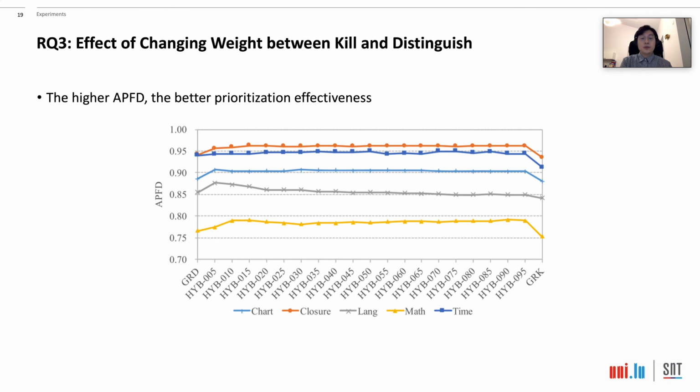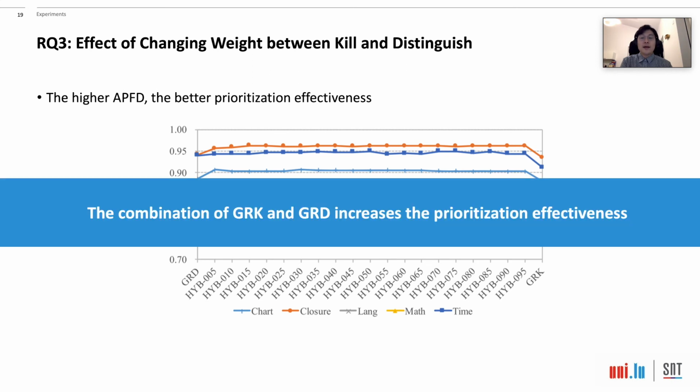This shows the result for RQ3, which is about the effect of changing weight values in the hybrid technique between kill and distinguish. The figure shows the result. The x-axis is the weight value and the y-axis is the APFD. Interestingly, all the subject programs show the same result, which is that the highest APFD appears when the weight value is between 0 and 1, neither 0 nor 1. From this, we can say that the combination of GRK and GRD increases the prioritization effectiveness.